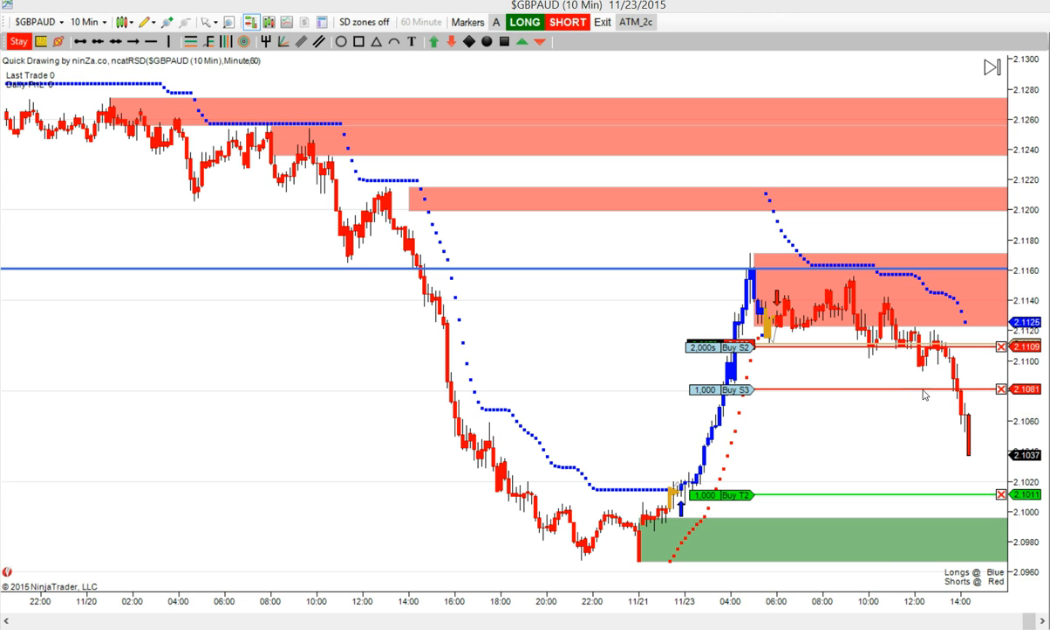This trailer is trailing a lot closer than this trailer is, because the next target is the 100 pip target, which we're fast approaching. This is a little insight on my ATM strategies on my broker platform. There you go. That's something else.